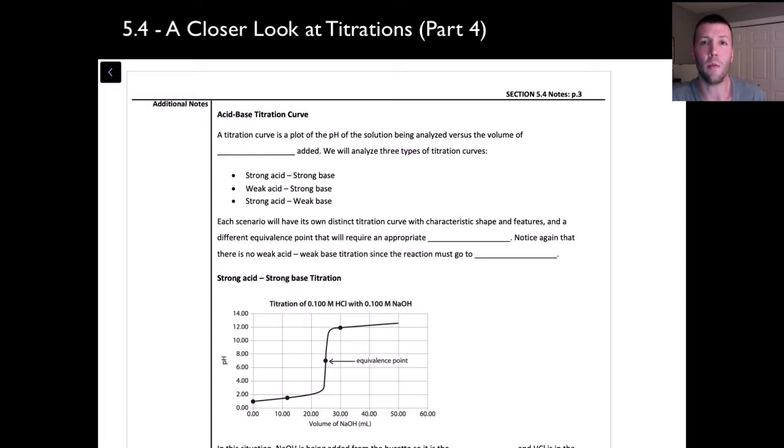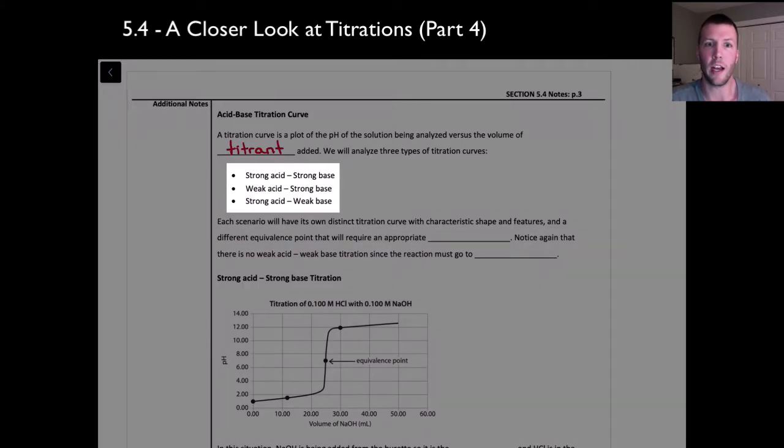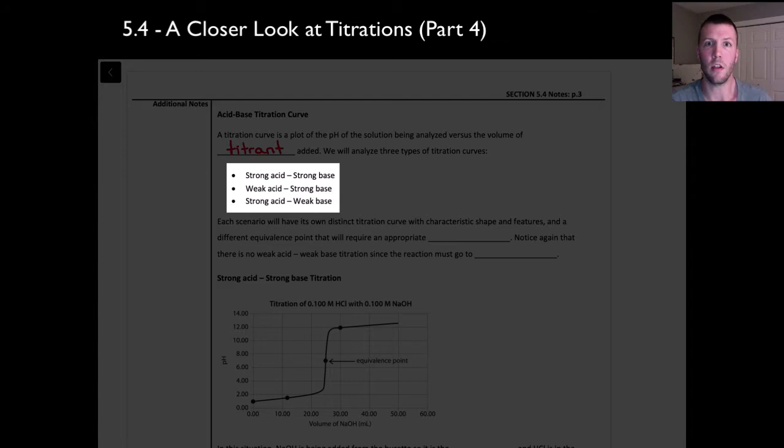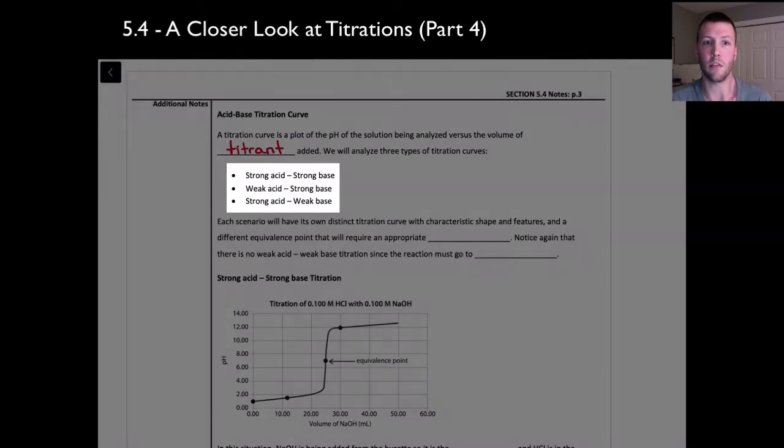In this video, we're going to take a look at acid-base titration curves. An acid-base titration curve is just a plot of the pH of the solution being analyzed versus the volume of titrant added. We're going to be analyzing three different titration curves: strong acid, strong base titration curves, weak acid, strong base titration curves, and strong acid, weak base titration curves.